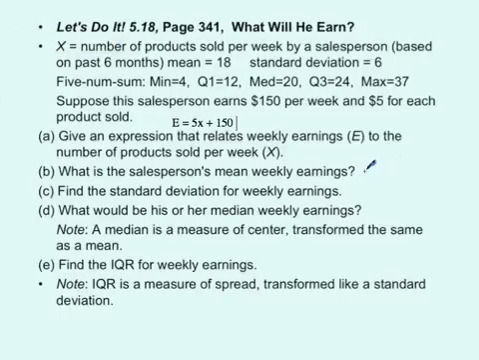To do that, we know that his X bar sub E, in other words, his mean earnings, is going to be equal to 5 times, well, let's see, what was his mean number of sales? Well, that was 18, so that's the X bar of the X's, right? Okay, plus 150. In other words, all we've got to do is just plug those numbers into the linear transformation to get the new numbers. So let's go ahead and get our calculator out and do that.